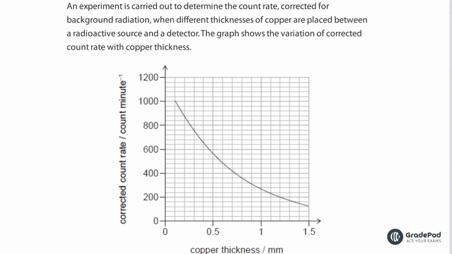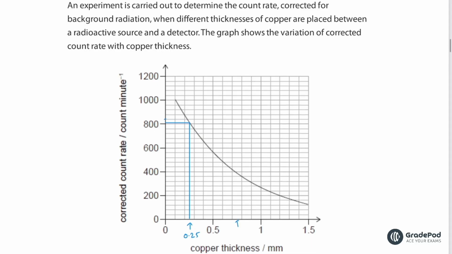So we go up to the graph, we draw a line across 810. Each of these little boxes is 40, so we're going really close to this line. And then we bring it down to find the thickness. And that looks exactly halfway between 0 and 0.5, so we're going to say the thickness is 0.25. Then we want to go 3 times that thickness to 0.75.